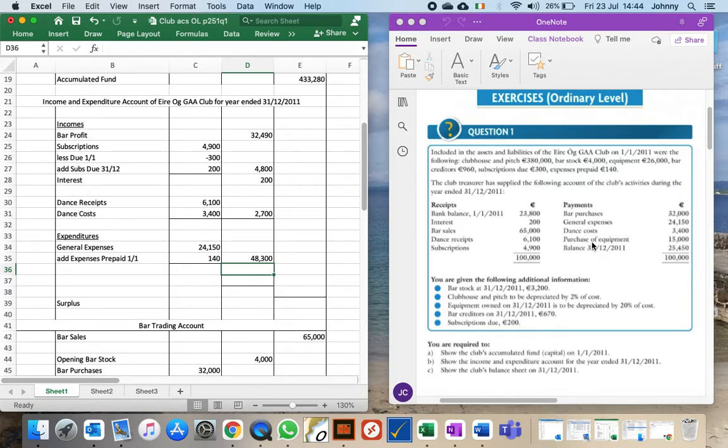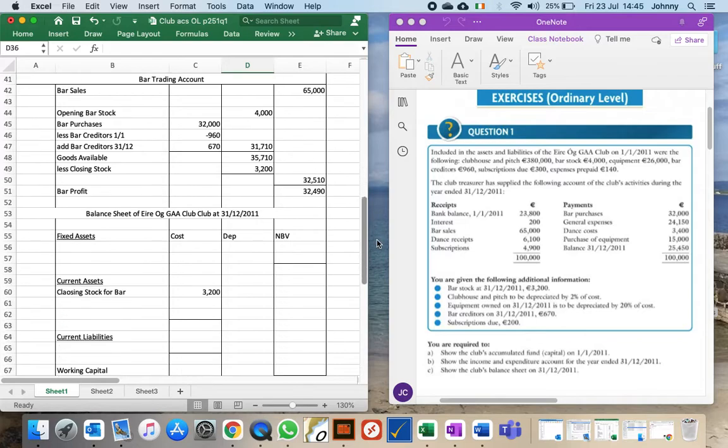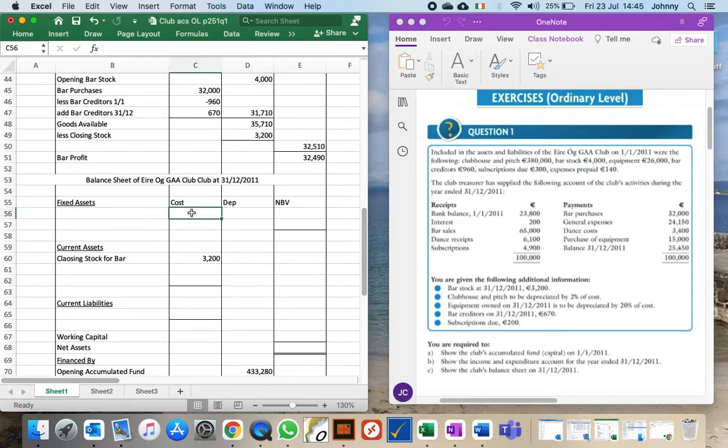Purchase of equipment, well, that's not an expense. That's an asset. Okay, so that's going to go on my balance sheet. And I might as well put that in there now while I see it. So I got 15 grand of equipment that I bought, plus I had 26 grand of equipment at the beginning. So that means I've 41 grand of equipment. 41 for equipment. Okay.